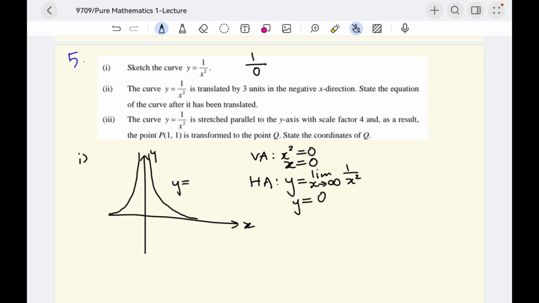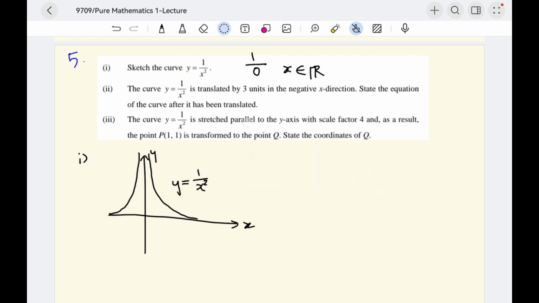Here is y equals 1 over x squared. As you can see, x squared, no matter what x is, is always a real number, and x can be any value, just that x needs to be a real number. It is also a positive reciprocal function, so there is no negative range for this reciprocal function. So that's all for this first part. Let's take a look at the second part.